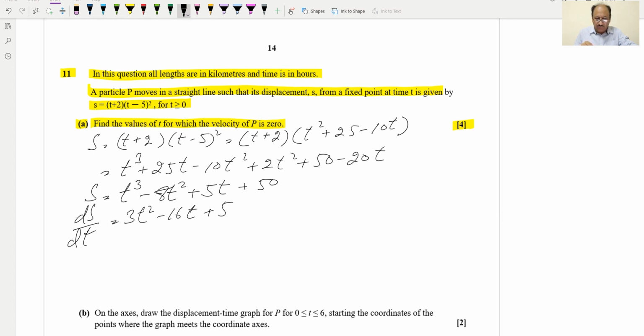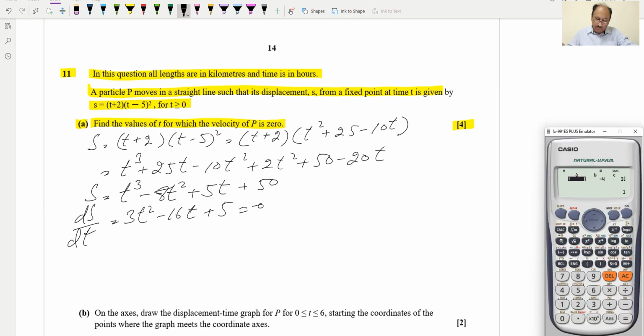So this will be the derivative and they are saying equal to 0, so we'll equate it, and this is a quadratic equation and we have to solve it again. So the coefficient of t square is 3 and the coefficient of t is minus 16 and the constant is 5, so this will be giving us 5 and 1 by 3.